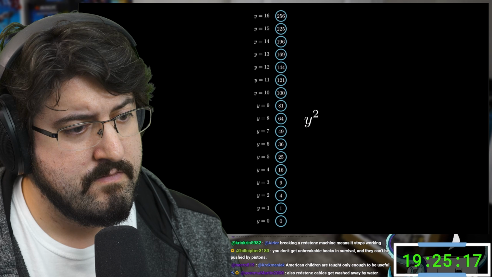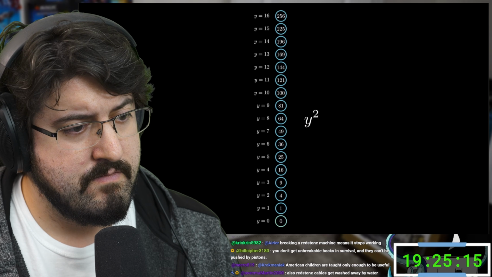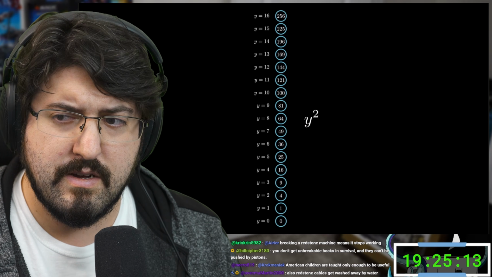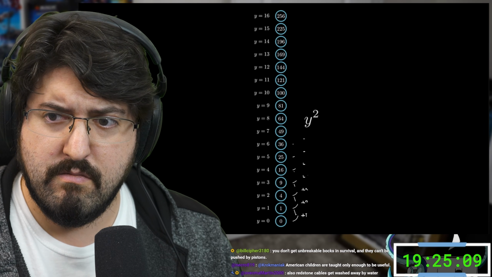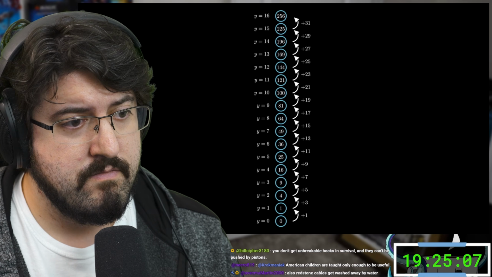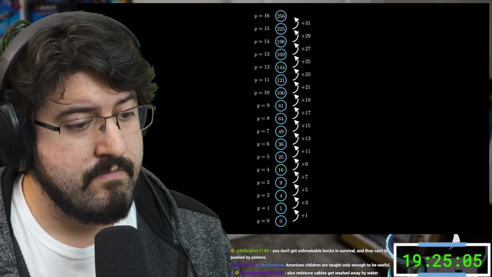In this case, the values in the column are the squares: 0, 1, 4, 9, etc. To generate these values with Redstone gets a bit more difficult. They're not increasing by a constant amount, so you can't just use an accumulator. At least, that's what I thought.